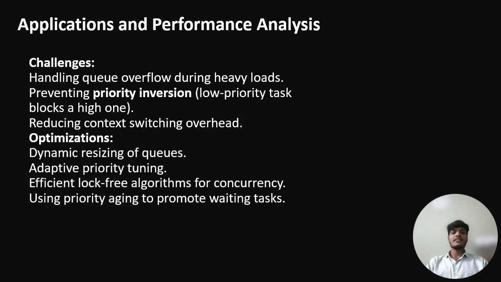Next, application and performance analysis. So here are some of the challenges. First, handling queue overflow during heavy loads and preventing priority inversion, where a low priority task blocks a high one, and reducing context switching overhead. For optimization: dynamic resizing of queues, adaptive priority tuning, efficient lock-free algorithms for concurrency, and using priority aging to promote waiting tasks.